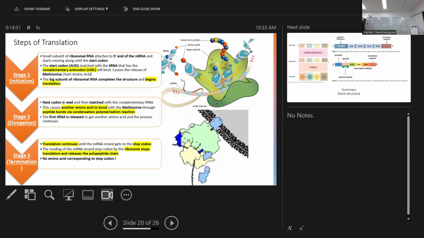No more amino acids are joined together, even with the stop codon. It is purely just to stop the translation. Only with the start codon will an amino acid be joined together with the chain, but with the stop codon, there will be no amino acids that are associated with it.